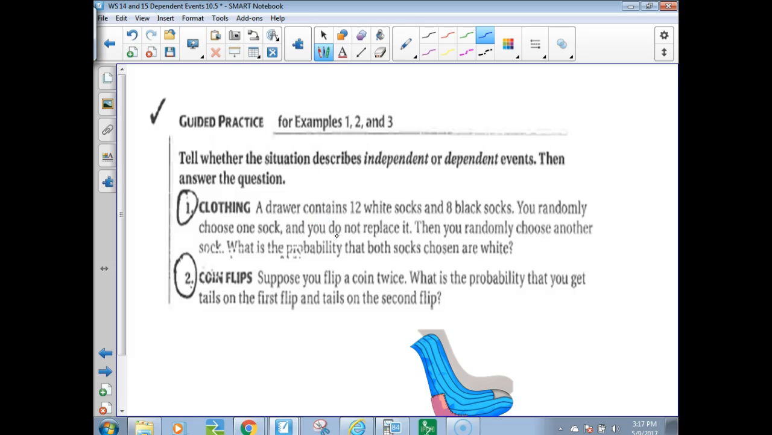This was another one I think is kind of funny because I don't think one of you would do this, but a drawer contains 12 white socks and 8 black socks. You randomly choose one sock and you don't put it back. These are going to be then you randomly choose another sock. What's the probability of both of them are white? Okay, first of all, why would you want to do that? Take the chance, right? But we're going to do the probability of it happening. Here you got 12 plus 8. You have a total of 20 socks.